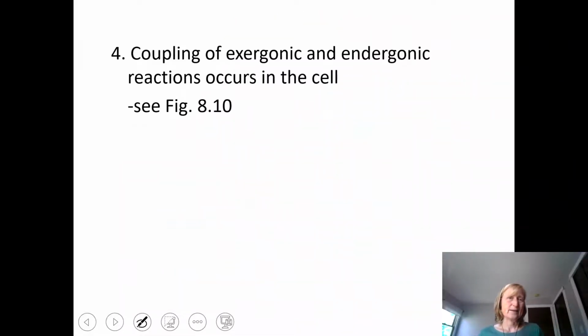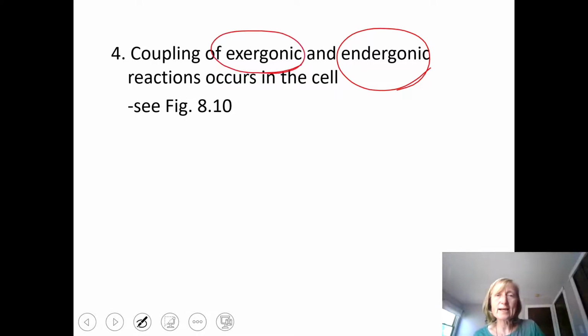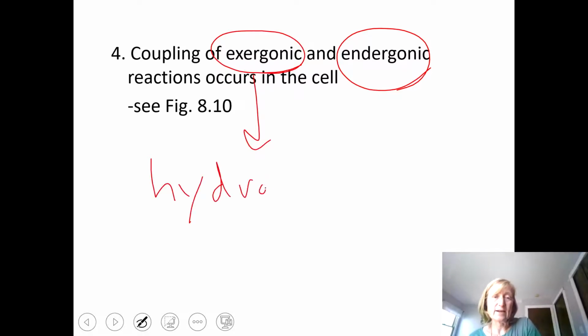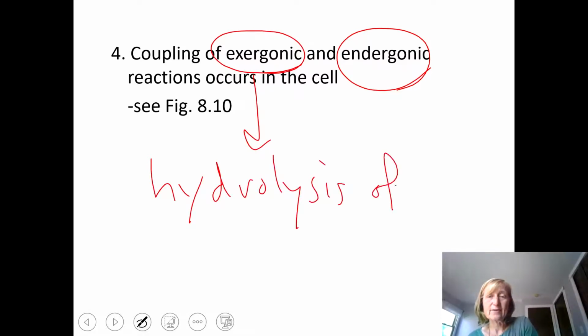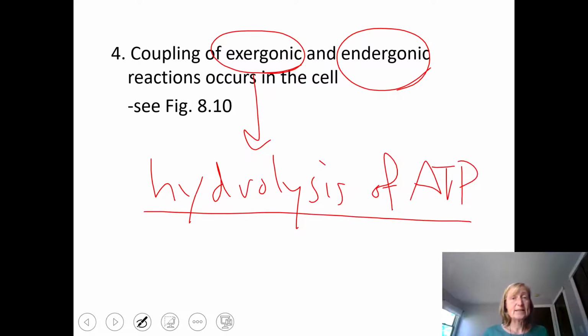Now, inside a cell, the cell does a really good job of coupling exergonic and endergonic reactions together, because if you're trying to build some complex molecule, where are you going to get the energy to do it? Well, you're going to get the energy from an exergonic reaction. And that exergonic reaction is often the hydrolysis of ATP. We use the energy released as ATP is hydrolyzed to do work in the cell, to build bigger, more complex molecules that require endergonic reactions.